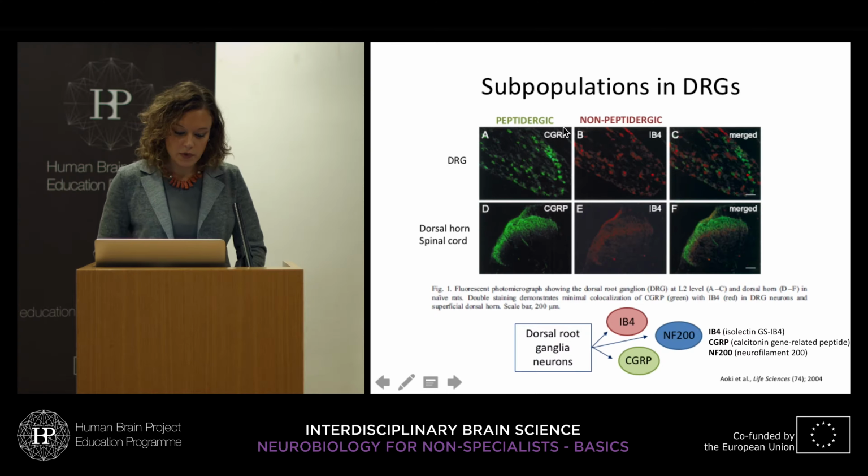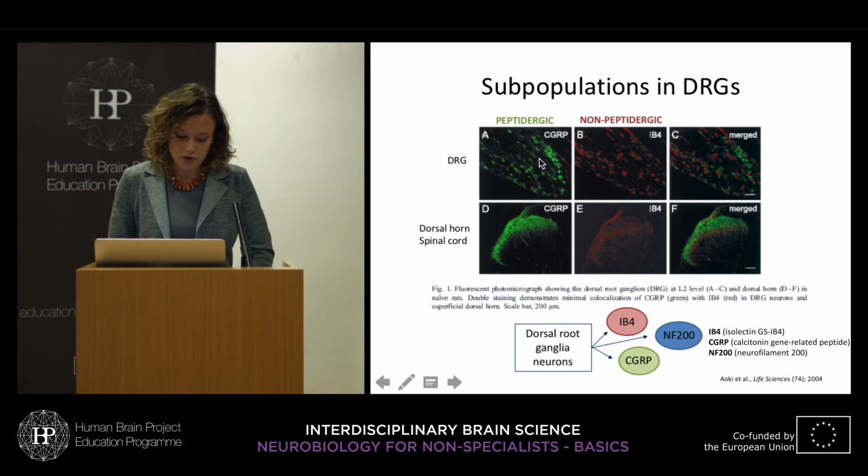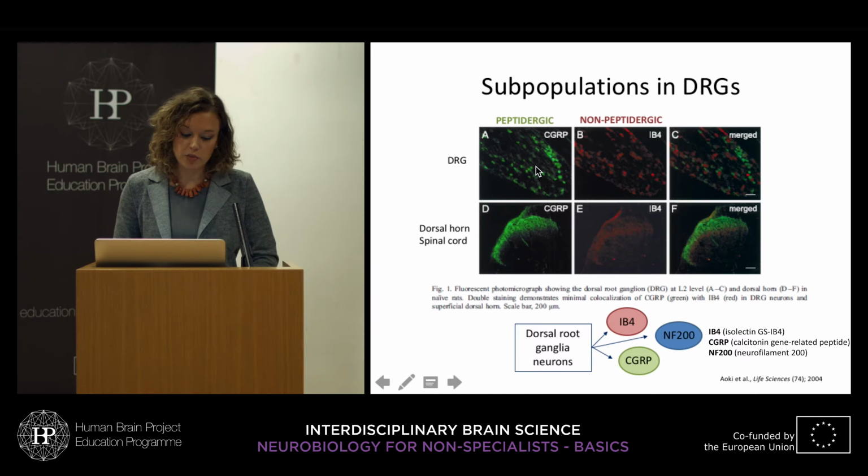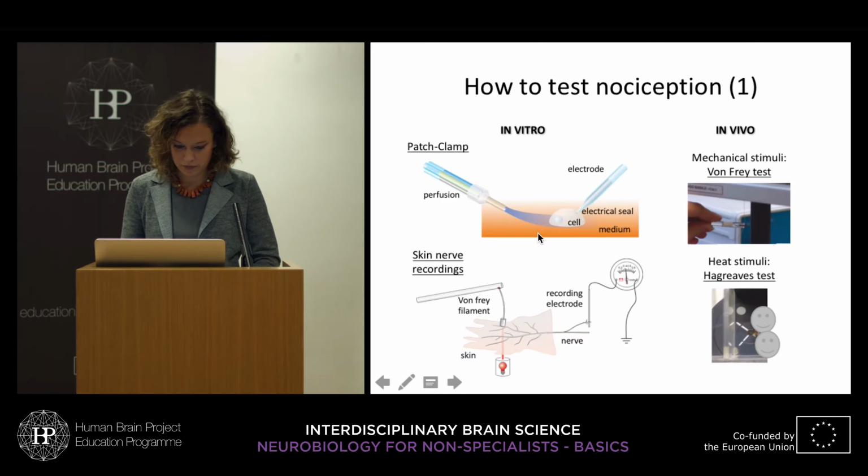As you can see, you can stain your neurons in the ganglia with CGRP and IB4, and you can find different populations. One is the peptidergic, and the other one is the non-peptidergic. We will see why this is important afterwards. You can find the same staining also in the dorsal horn of the spinal cord.